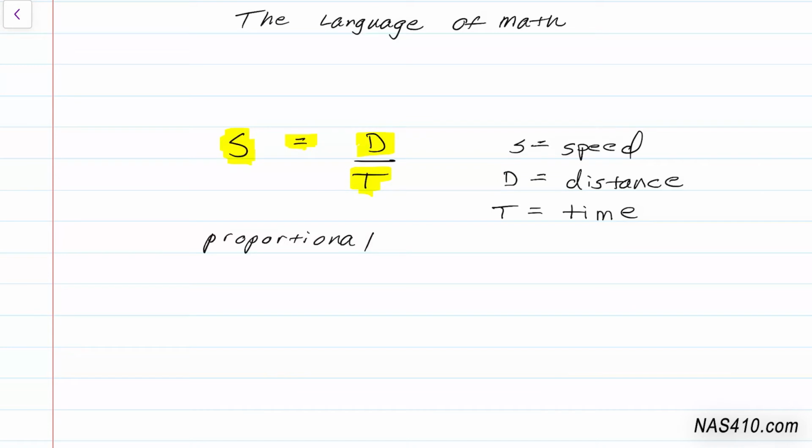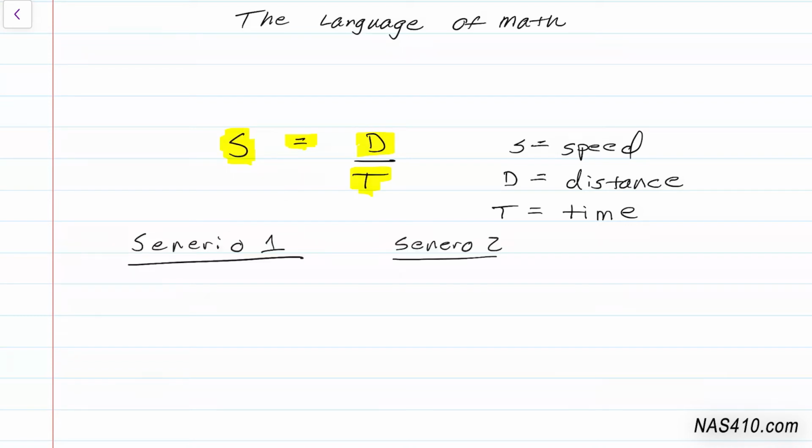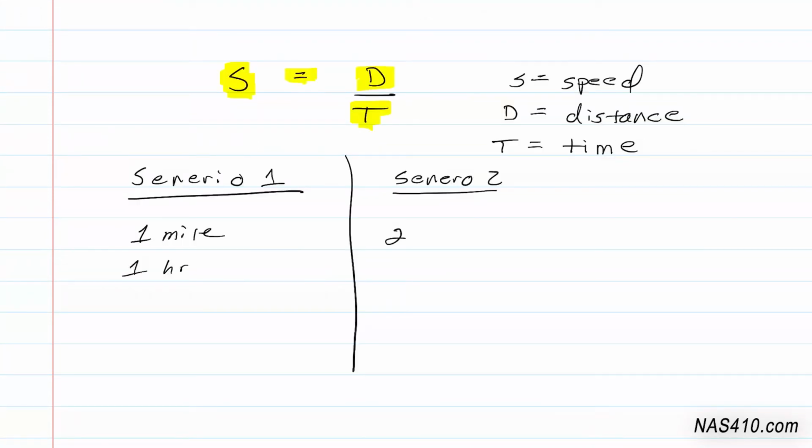And in math, there's a special word that we use to describe equality. We call it being proportional. So I want to show you two different scenarios to illustrate a point. In scenario 1, I'm going to travel 1 mile, and it's going to take me 1 hour. And in scenario 2, I'm going to travel 2 miles, and it's going to take me 1 hour. Okay, and so you could see that in both scenarios, the time stays the same. It doesn't change. Okay, the only thing that changes is the distance I traveled.